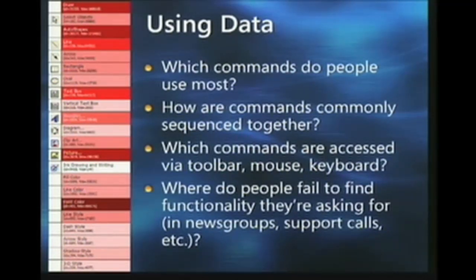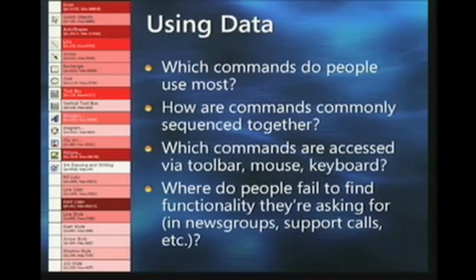More interesting than just percentages is how are these commands sequenced, right? What are the chords? What are the things you use together? This thing, then this thing, then this thing equals feature. Right? What is the natural evolution of features together? Which things are used by the toolbar? Which ones are used with mouse clicks? Which things are done by the keyboard?